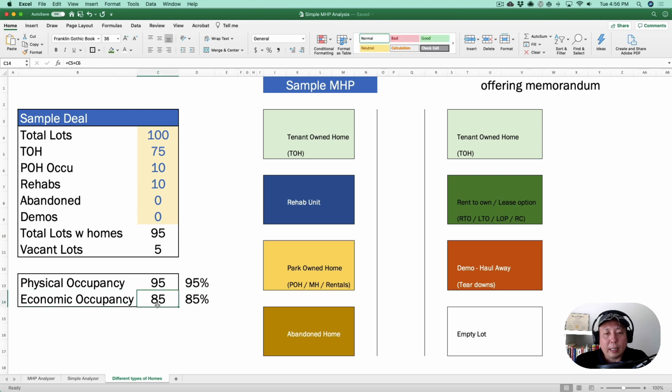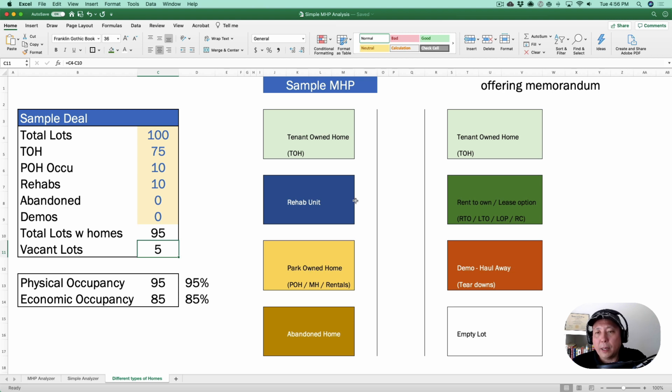The economic occupancy, on the other hand, refers to the number of people who are actually paying. So here, it's only 85, right? Because it's only the tenant-owned homes and the POH that are occupied that are actually paying. So in this case, you have an economic occupancy of 85%, you have a physical occupancy of 95%, and you have 5% vacant lots that you want to fill up in the future if you can.